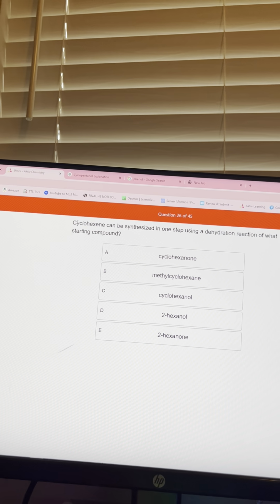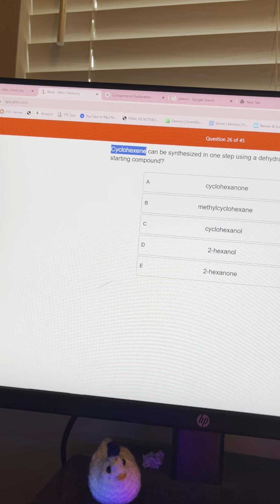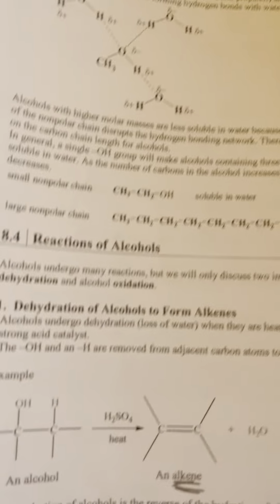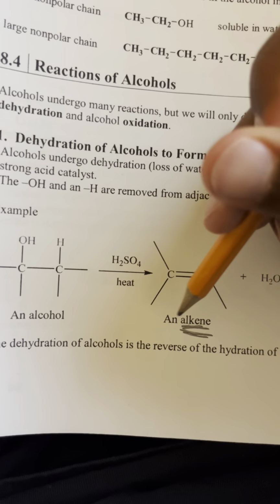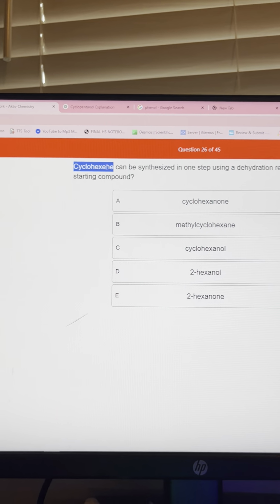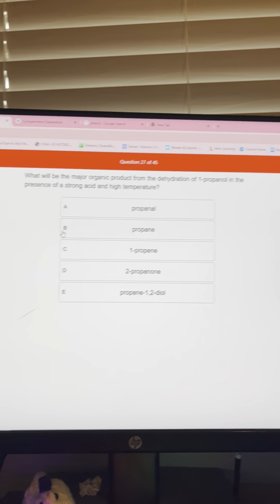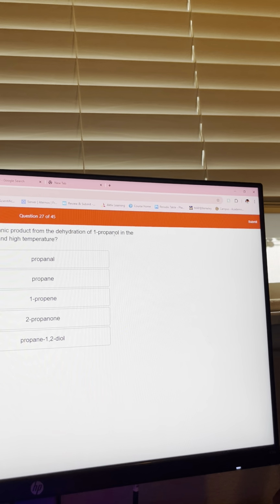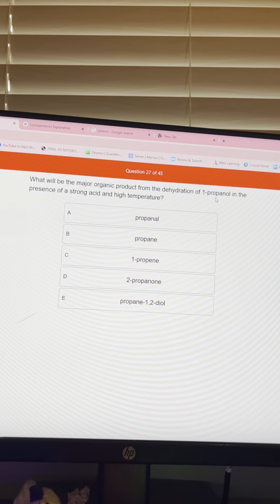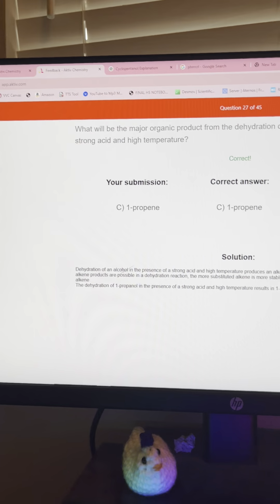So now we're looking for cyclohexene. So we're starting with the product, and we're trying to find the reactant. So remember, if we're starting with the product of the alkene, we're trying to go backwards and find the alcohol. So we're looking for cyclohexanol, the alcohol version, which is this one. So now we have dehydration of propanol. If we dehydrate propanol, we're getting rid of the alcohol. It's going to become propene because it always becomes an alkene.